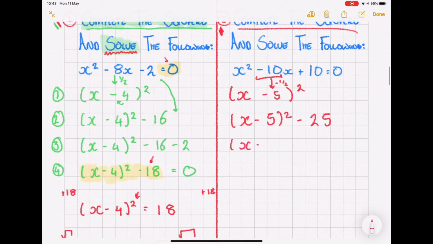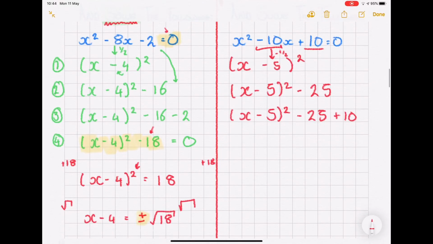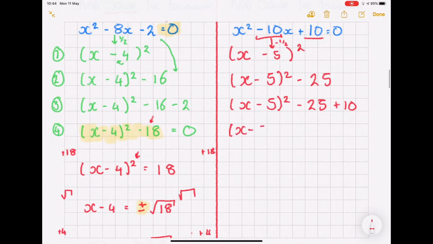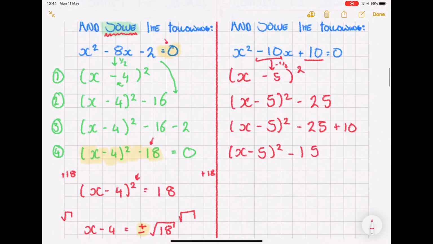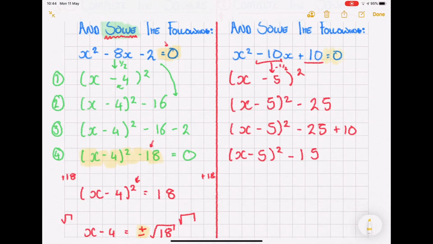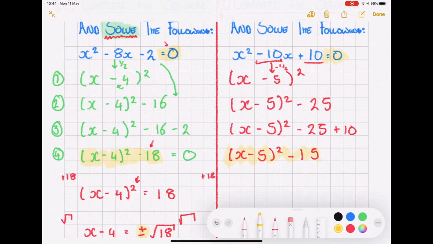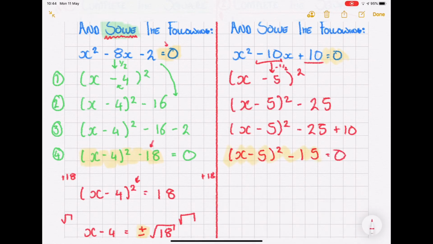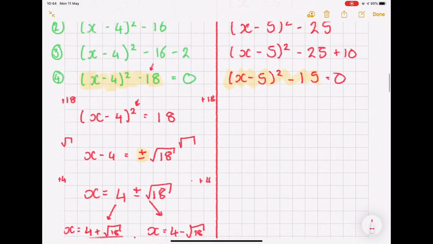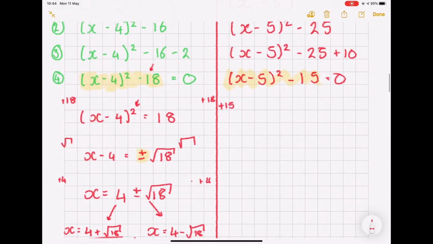What's our third step? Our third step was to bring this number down. So we add on the 10 up there. Our fourth step was to simplify. Minus 25 plus 10 gives us minus 15. And we can see that it is equal to 0, therefore we need to equal this to 0. Perfect. Now it's equal to 0, we can solve. So, first things first, let's add 15 to both sides. That gives us x minus 5 all squared equals 15.